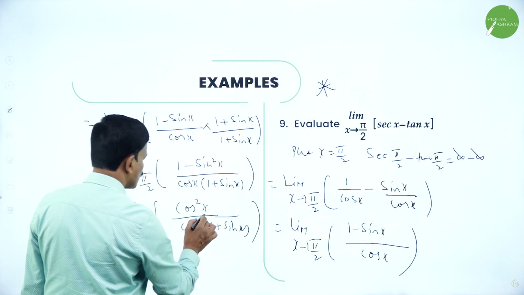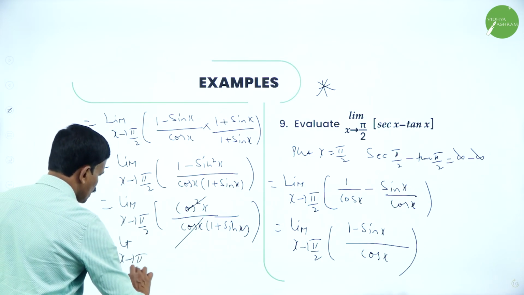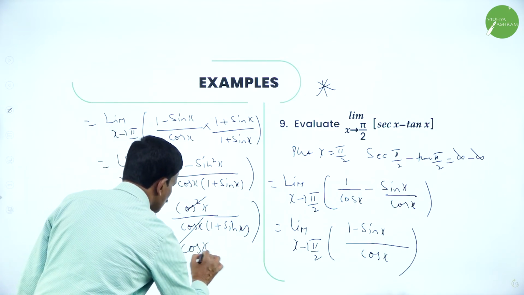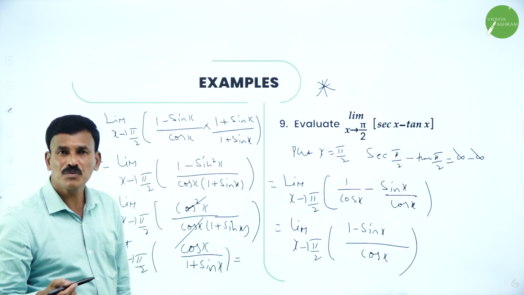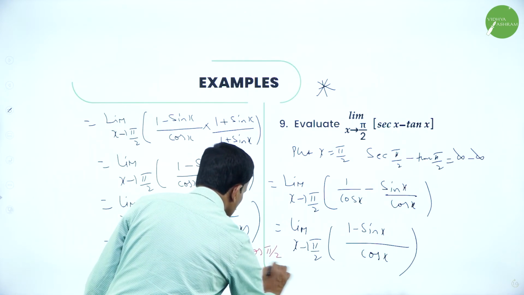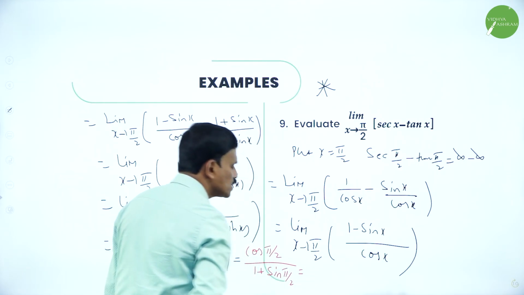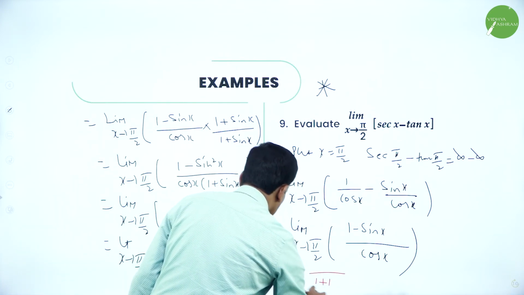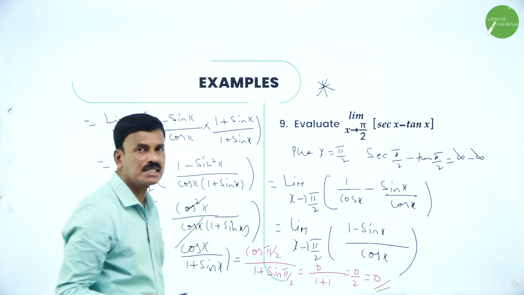Now one cos and cos gets cancelled. What is left over is limit x tends to pi by 2 of cos x in the numerator divided by 1 plus sin x in the denominator. Now just apply the limit. If you put x is equal to pi by 2, this is cos pi by 2, cos 90, divided by 1 plus sin 90. Sin 90 is 1, cos 90 is equal to 0, 0 by 2 is equal to 0. The simplified answer is 0.